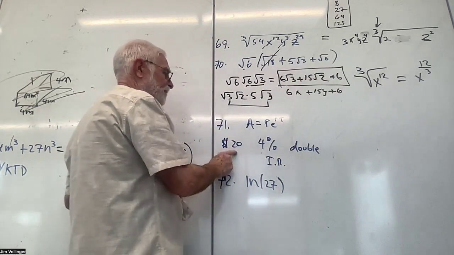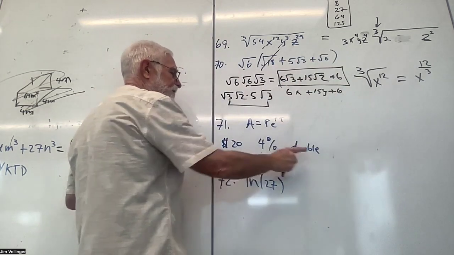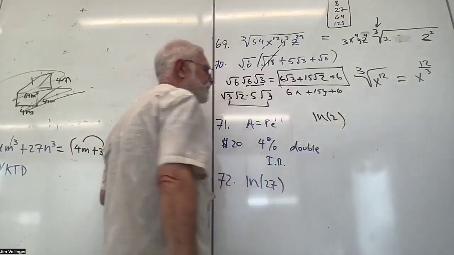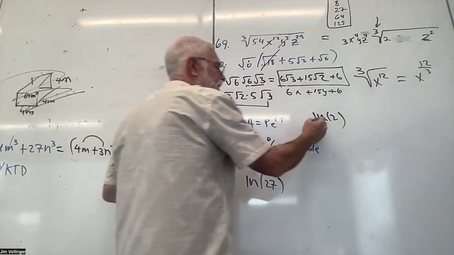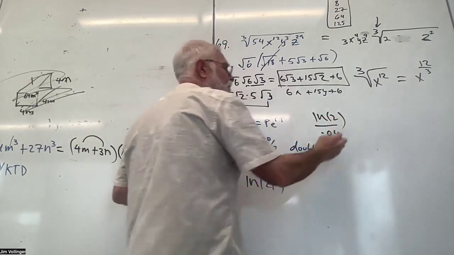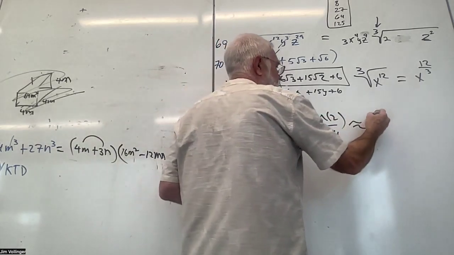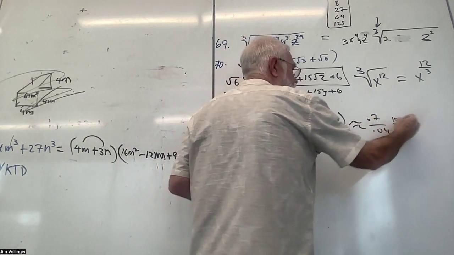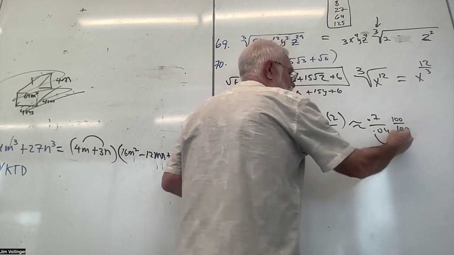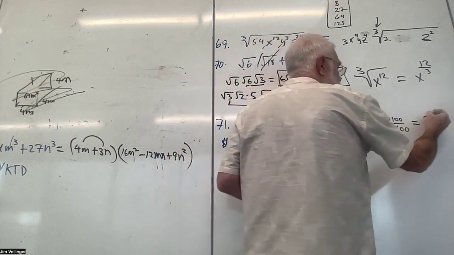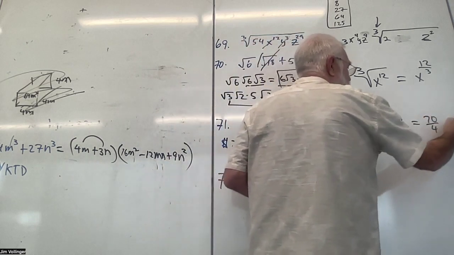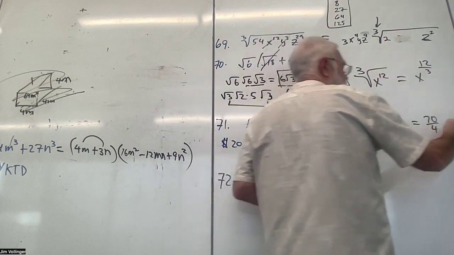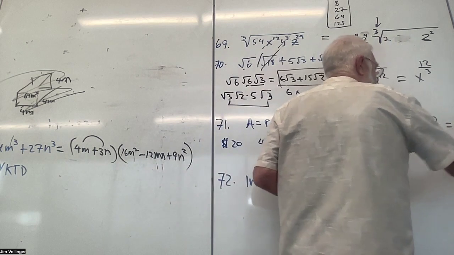All right, I got compound interest, $20. I want it to double at 4% interest. I'm going to get the ln of 2. That's the doubling exponent. 4%, 0.04. We know this is approximately 0.7 divided by 0.04. Multiply everything by 100. You move the decimal place over 2 units, which gets us 70 divided by 4, which is equal to 17 and a half years. Hope I did that right.